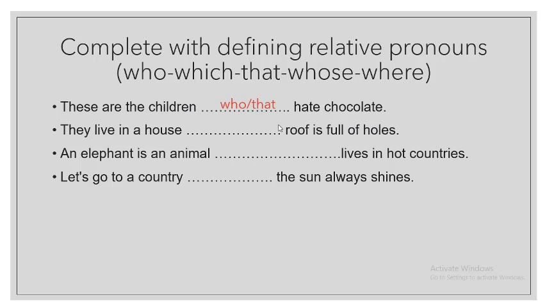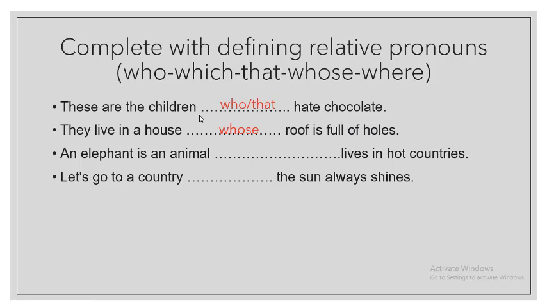The second example. They live in a house whose roof is full of holes. Yes, house is an object. But you see here, house has a roof, right? And roof is a noun. Yes, whose. Why did we put whose? Because after whose, there is a noun, roof, right? It's not a verb. And a house has a roof. And we said if we say this, we will put whose. Great.